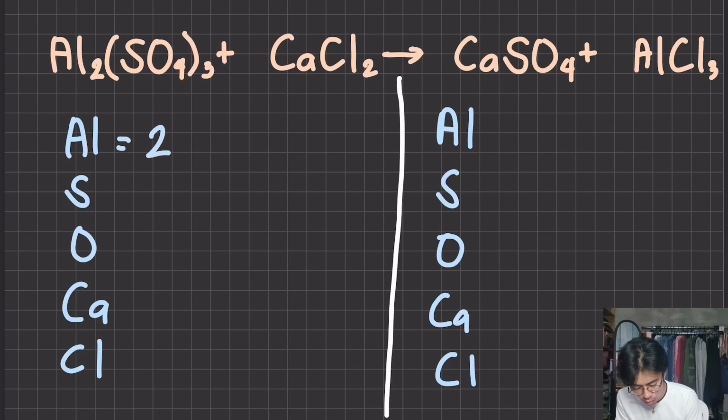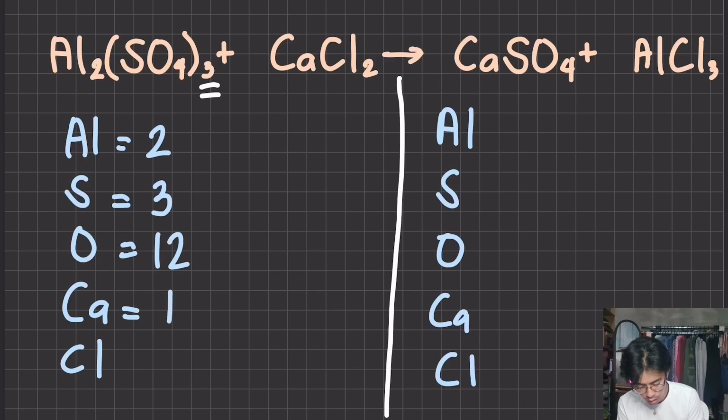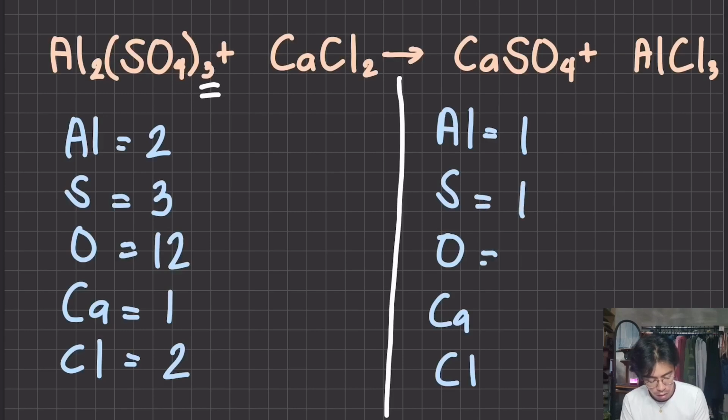Aluminum is 2, sulfur is 3, because this subscript outside the parenthesis indicates that each element inside the parenthesis will be multiplied by 3. Therefore, sulfur is 3, oxygen will be 3 times 4, which is 12, calcium is 1, chlorine is 2. On the product side, aluminum is 1, sulfur is 1, oxygen is 4, calcium is 1, and chlorine is equal to 3.